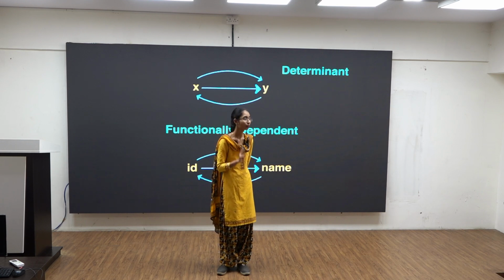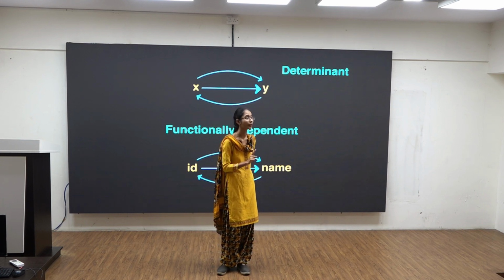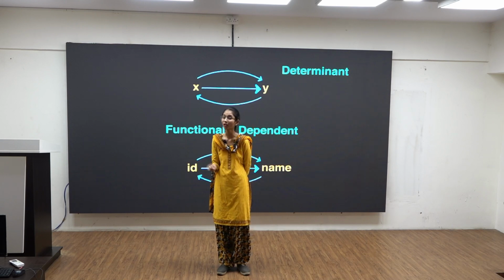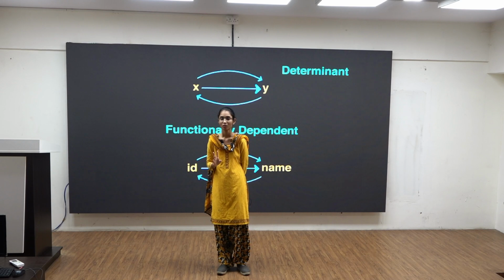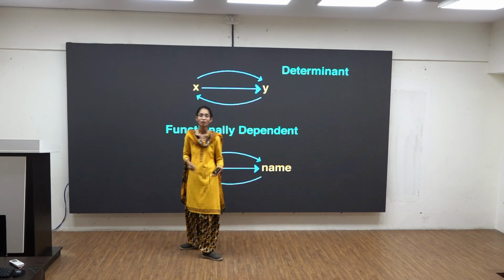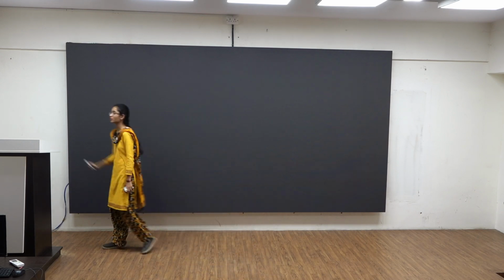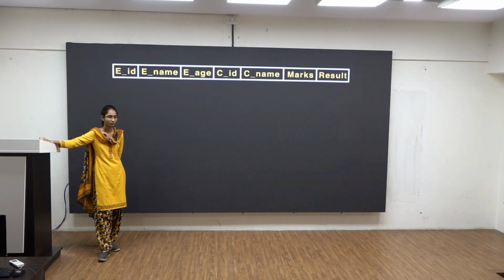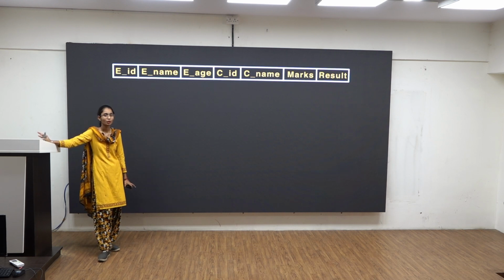Remember these two particular points. All determinants cannot become keys, but all the key attributes can become determinants. So remember these two points, which you will understand in the next example. So here this is what I am taking. Only the columns I have taken here.